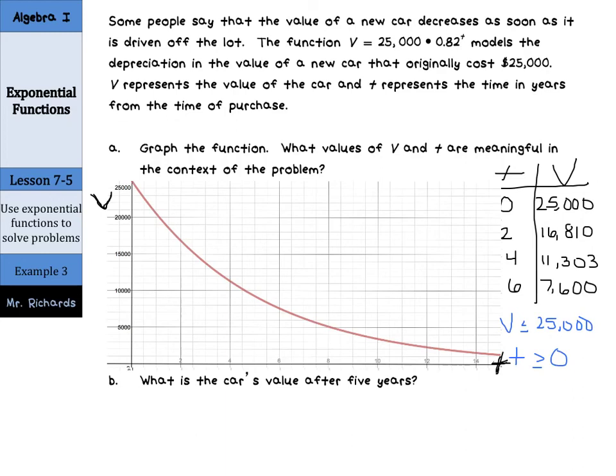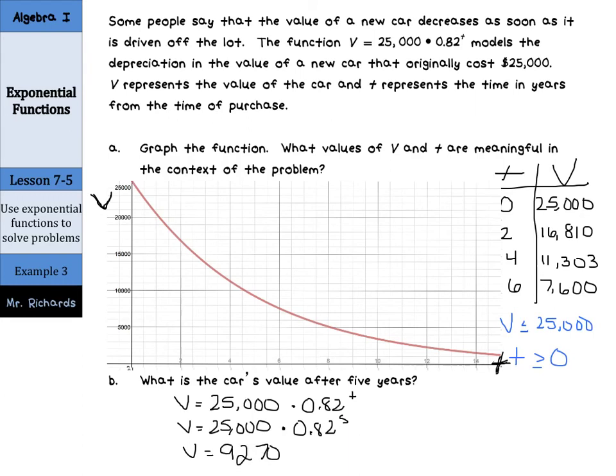Now, what is the car's value after 5 years? Well, we can substitute in 5 for t. So our function is v equals 25,000 times 82/100ths to the t power. And we can substitute in 5 for t, so v equals 25,000 times 0.82 to the 5th. And after you take this to the 5th power and multiply by 25,000, you'll get about $9,270. So a great real-life application for exponential functions.